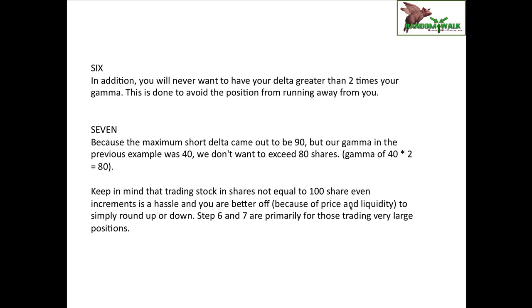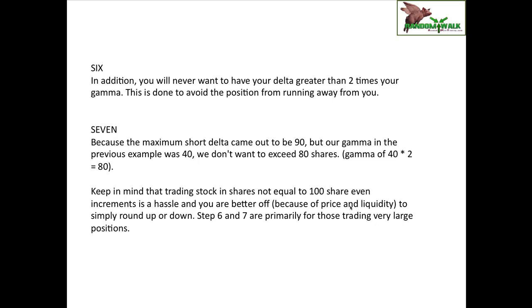Remember, if you're going to carry a short 90 or short 100 delta to begin with, that's where you start out. You're just saying, I want to remain short, I want to maintain this position. So in addition to that short amount, we don't want to be long or short deltas above and beyond that level. We don't want to be short more than twice our gamma above and beyond what we're willing to be short.